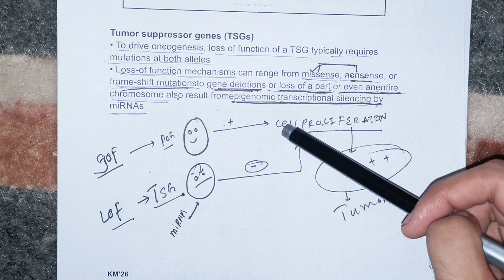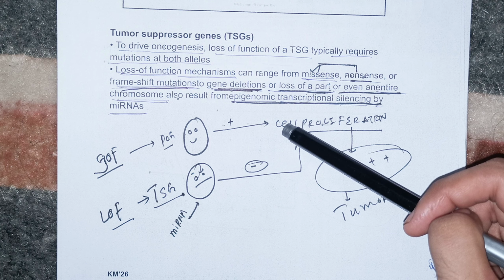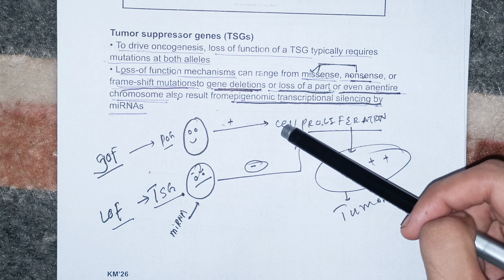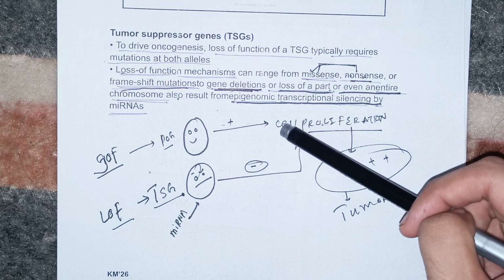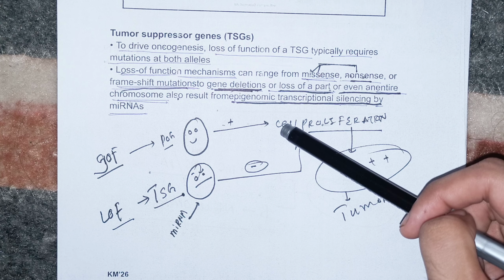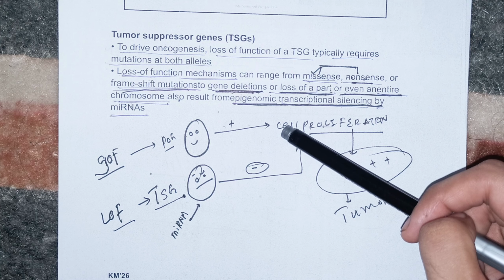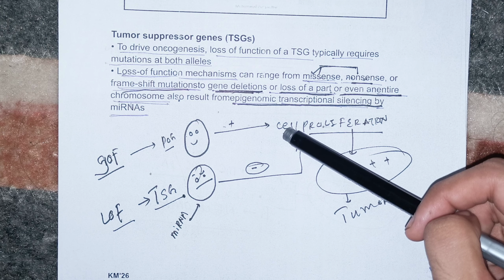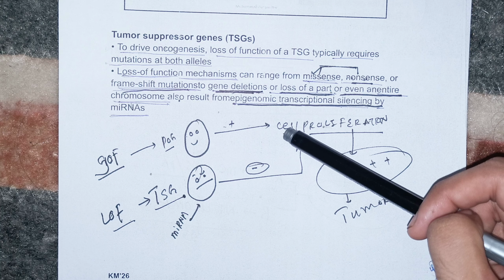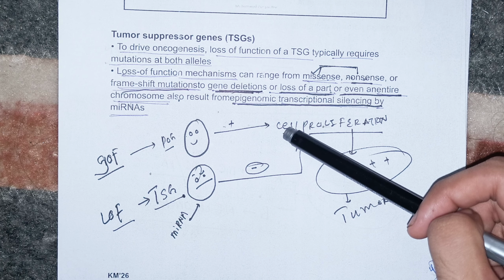If there is a mutation in the proto-oncogene, it will become an oncogene, and the oncogene will keep on triggering the cell proliferation, the cell cycle, every time, beta. And also, if there is concurrently a loss of function mutation in the tumor suppressor gene, then the tumor suppressor gene will be unable to stop the cell proliferation.